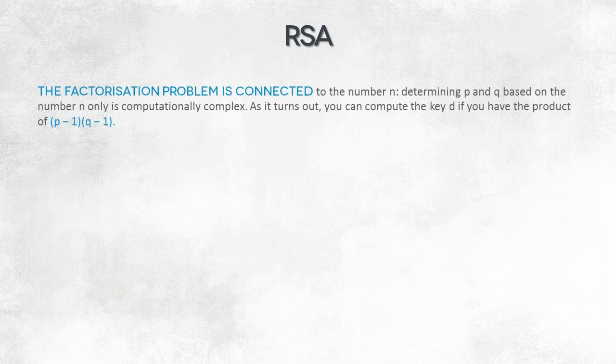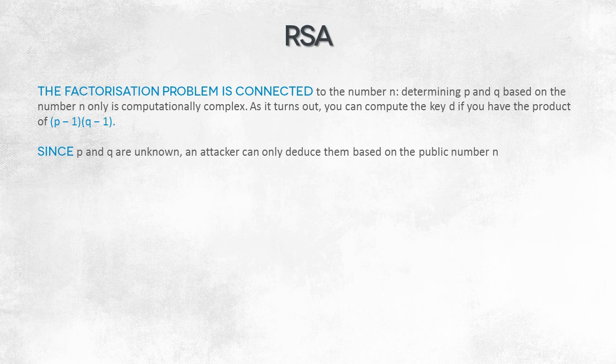Why is this all working? From what we officially know, finding the values p and q based on the value n is computationally complex. As it turns out, while we're able to calculate the key d by having the product, if we don't know the values p and q, we must resort to checking all possible solutions to the equation. This is presumed infeasible because they are large prime numbers.